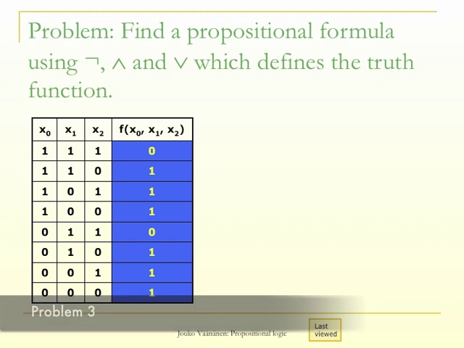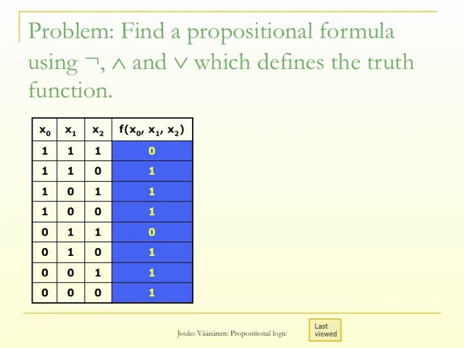Find a propositional formula using not, and, or, which defines the truth function. This problem clearly calls for an application of the disjunctive normal form method. Let us see how it works. There are 6 one rows and 2 zero rows. It is too bad that the disjunctive normal form method focuses on the one rows, and there are so many of them. Let us use a trick.